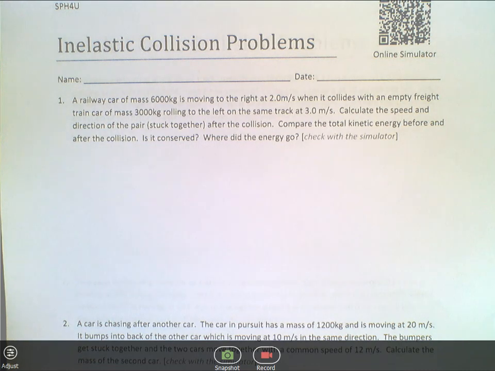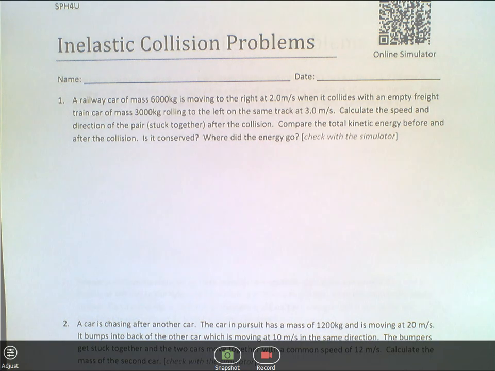Okay, so inelastic collisions, let's try a few more problems and we'll use an online simulator to check your answers and help you out a little bit with that. Even though it looks like the online simulator may not work, I'm going to show you some little tricks that you can use so that you can still use it.